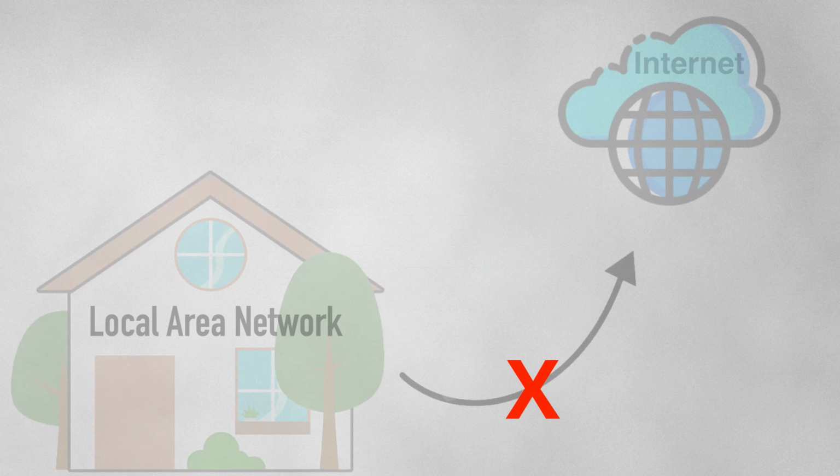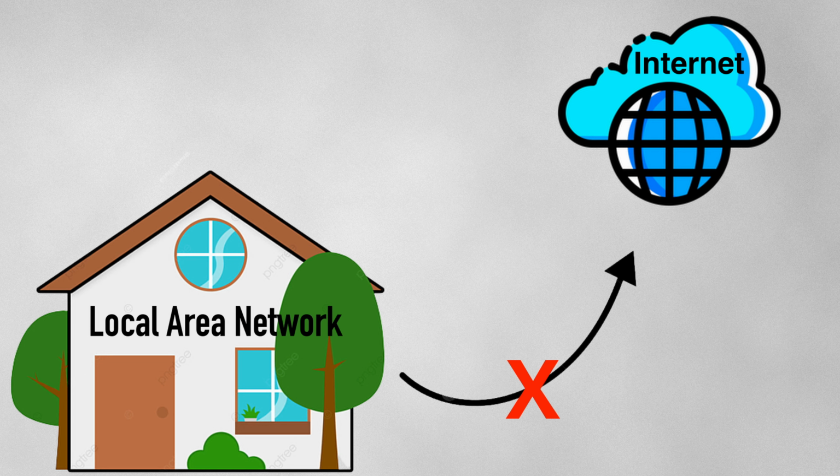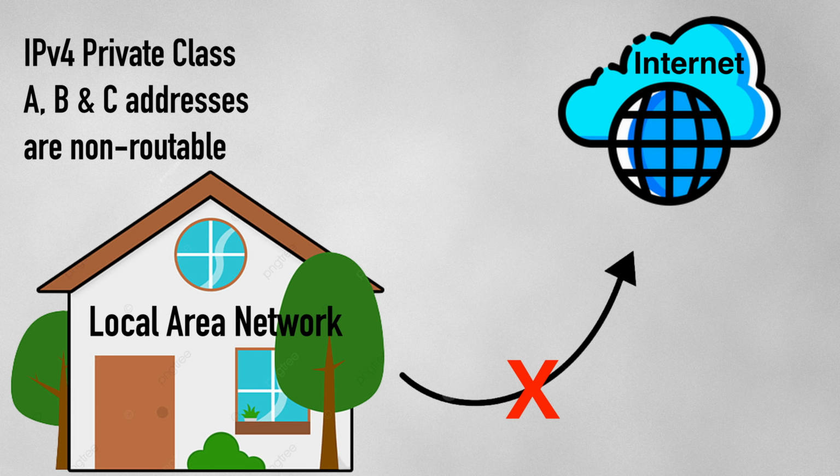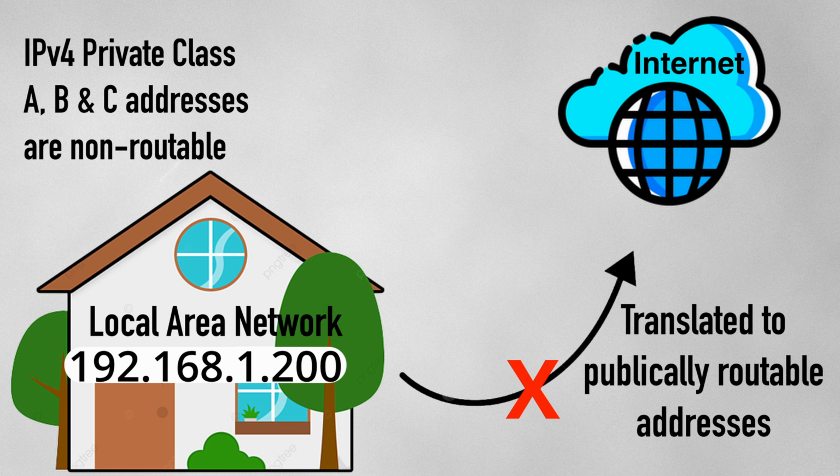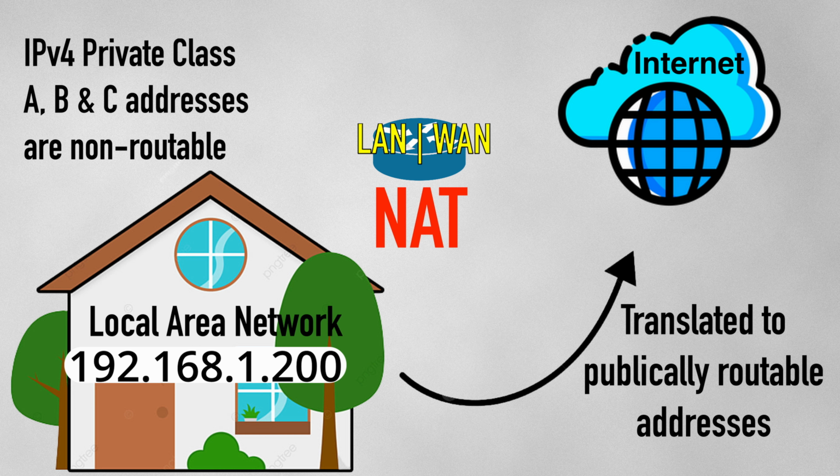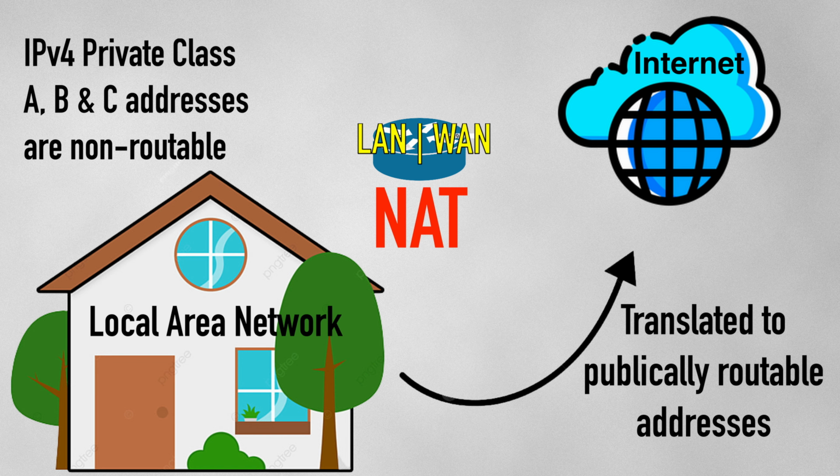A local area network does not go out to the internet, as private class A, B and C addresses are not publicly routable. To get out to the internet, private IP addresses are changed to a publicly routable IP address using network address translation in the router and sent out the WAN, the wide area network.